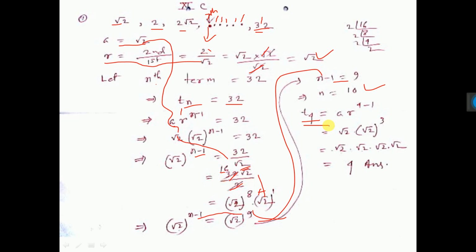Do you understand the technique? Fourth term, so a into r to the power 4 minus 1. Put the value of a, value of r. That is the answer. There is one more technique to do the sum, but this is the easiest technique, I think. That is why I did the sum in this way.